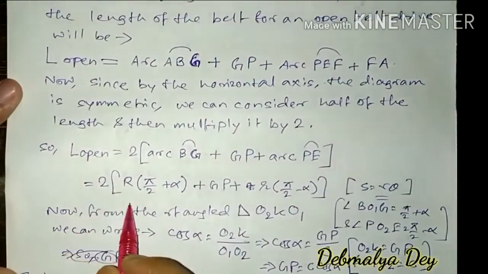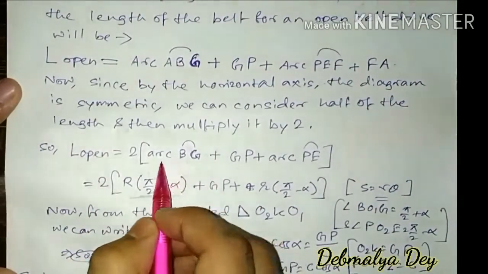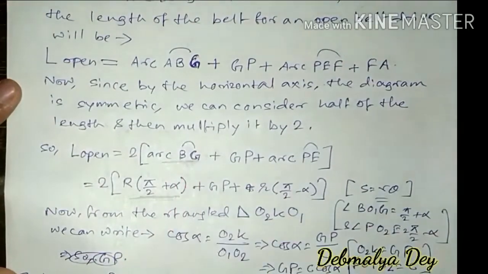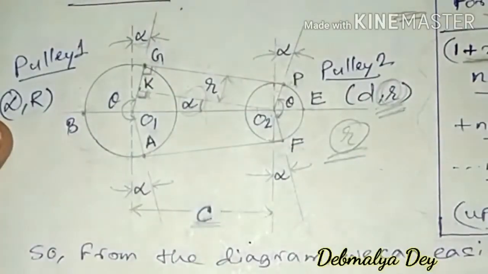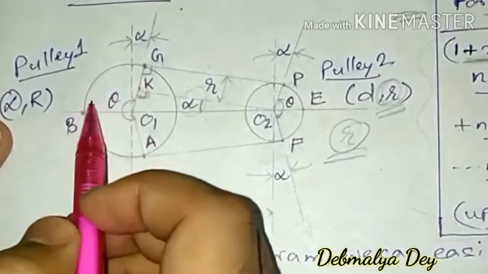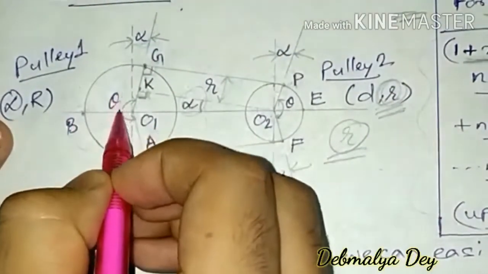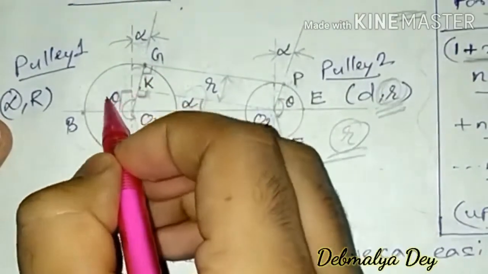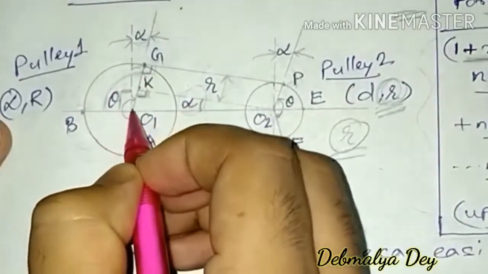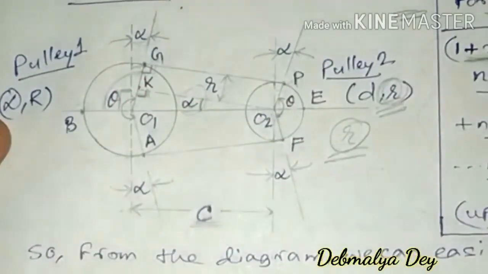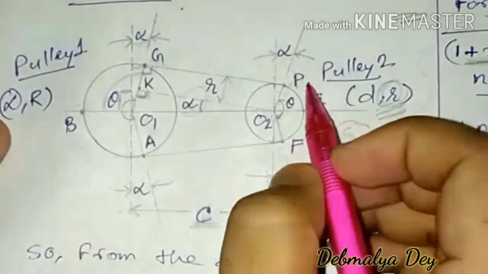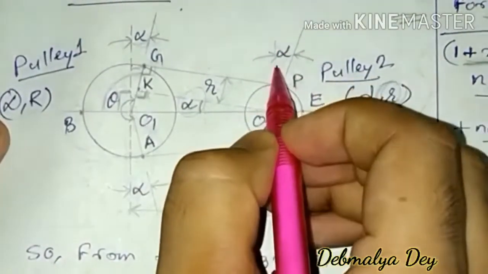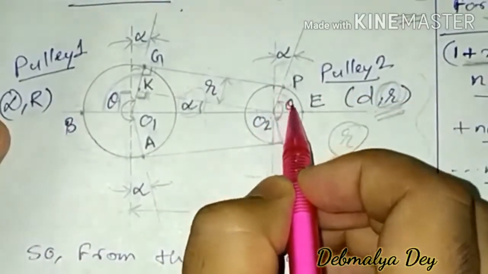Now in this step we have put the value of this arc. What will be the value of this arc? The angle which it makes with the center multiplied by the radius. Now let's see in the diagram what will be the angle that the arc BG is making at the center. This angle is 90 degrees and this angle is alpha. So this total angle will be 90 plus alpha, that is pi by 2 plus alpha. Again, for the smaller pulley, this angle will be pi by 2 minus alpha. Why? Because this is an acute angle and we have to subtract the value of alpha to get this value.